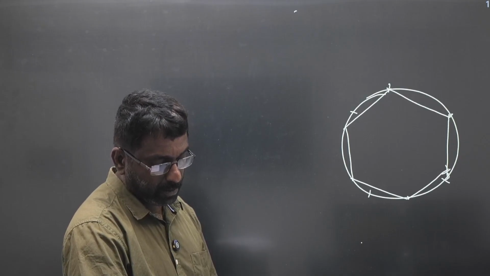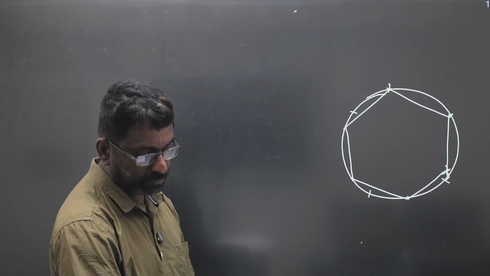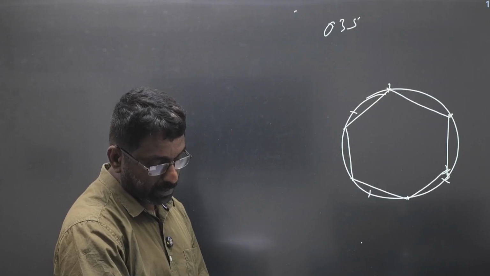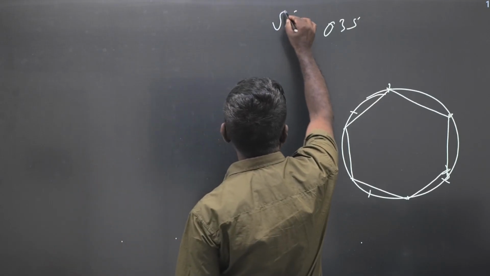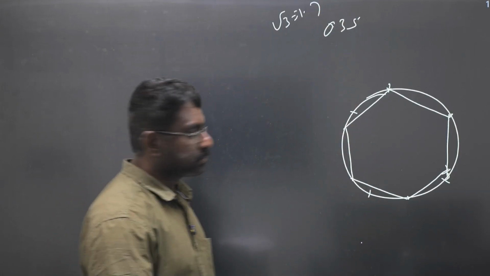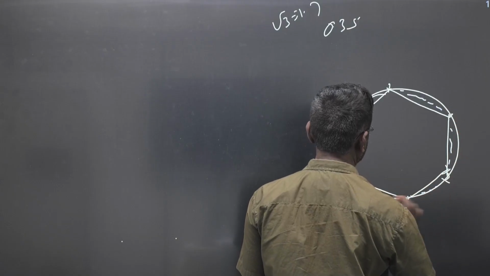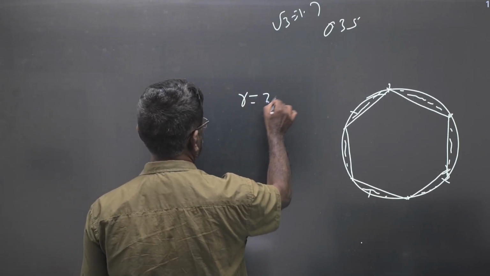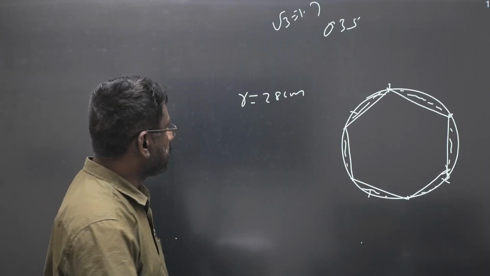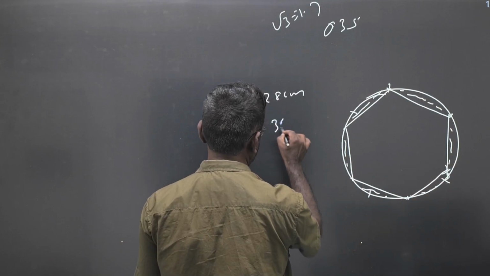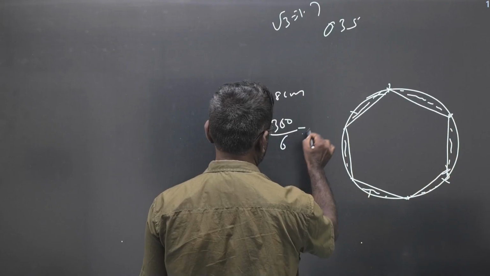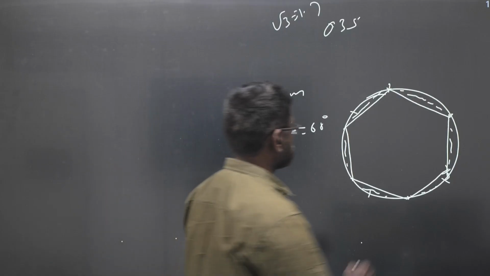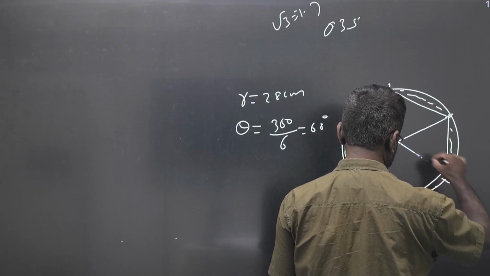cost of making the designs at the rate of rupees 0.35 per centimeter square. Use root 3 is equal to 1.7. Here is the design. Here, what is the radius given? 28 centimeter is given. Theta is equal to, total is 360 by 6 parts, 1, 2, 3, 4, 5, 6. That is 60 degree. So, this is the area. This is the sector. This is the figure like.